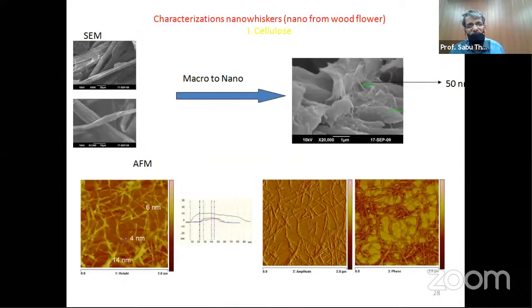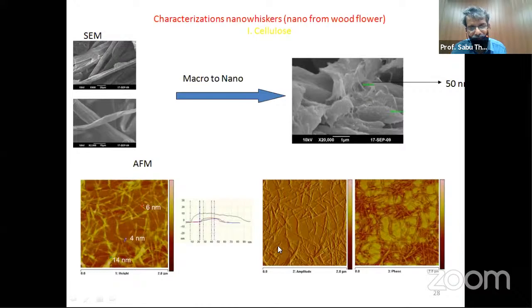I will show you another slide where we had a very strong cooperation with Sweden. At Luleå University, we had an India-Swedish joint project. So my PhD student went to Sweden. Sweden has lots of wood flour and wood waste, a country with a lot of forest. So we did lots of nice extraction from wood flour.